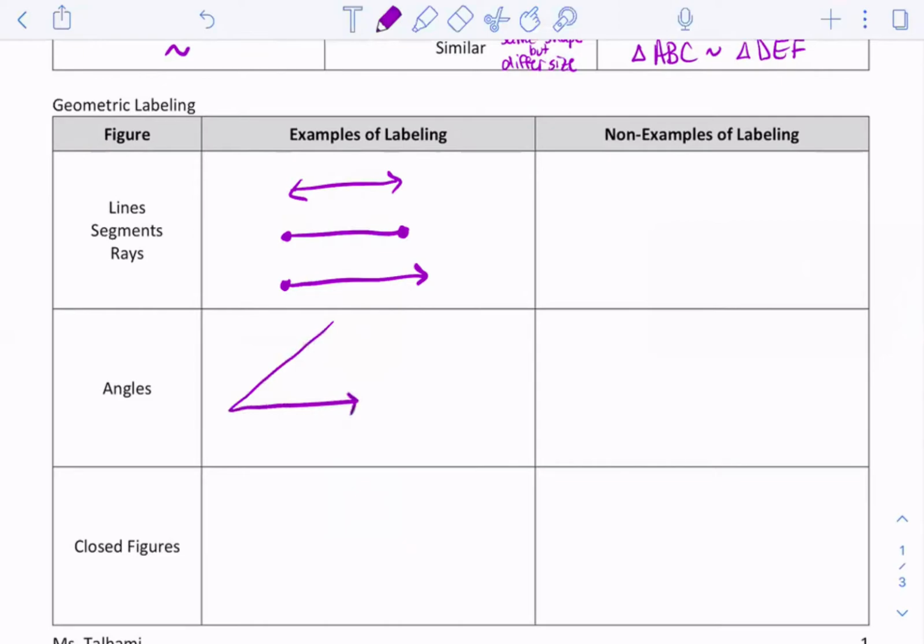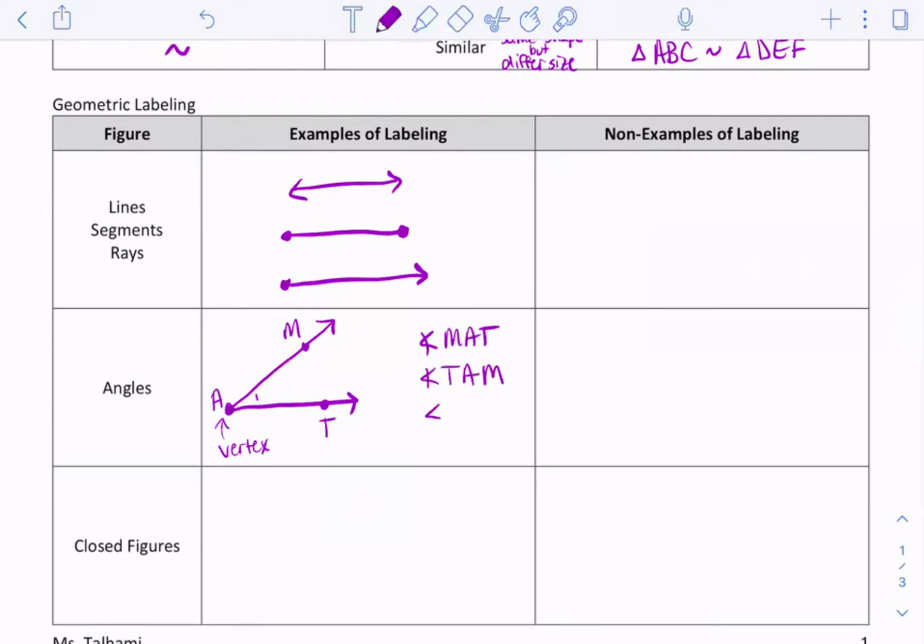An angle consists of a vertex. This is the vertex of an angle. So if I want to name an angle here, I can call this angle MAT. I can call it angle TAM. I can call it angle A, or I can call it angle 1 because there's a 1 in there. But notice how, if I use the three letters, A is always the middle letter because it is the vertex of the angle. You cannot switch up those letters and have M in the middle.